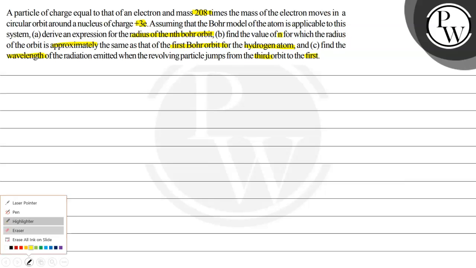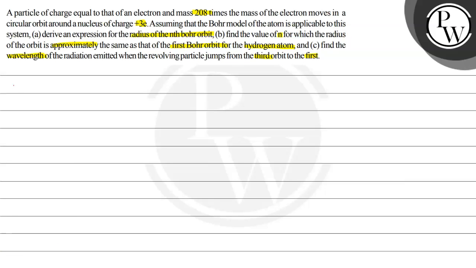So we have to solve this question, and the key concept here is electromagnetic radiation. So there are two key concepts: Bohr's model of atom, and along with that we have electromagnetic radiations. All right, so let us solve this question.